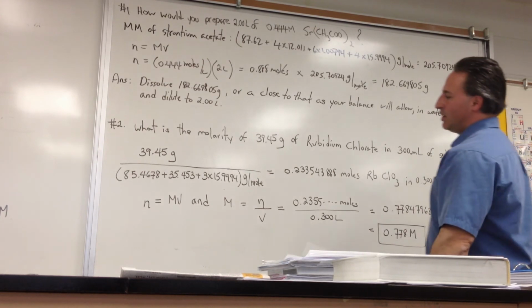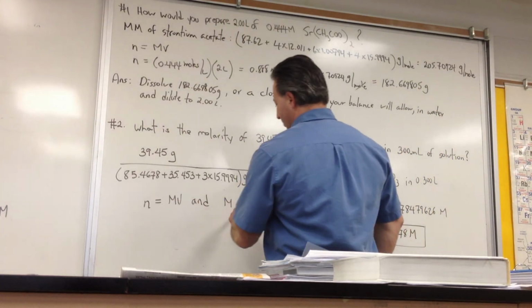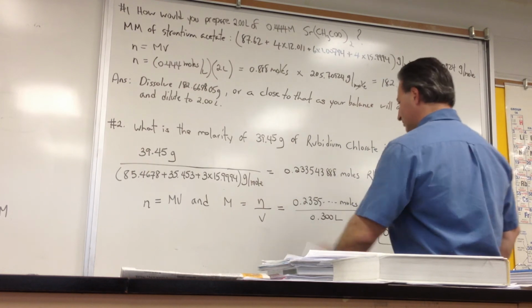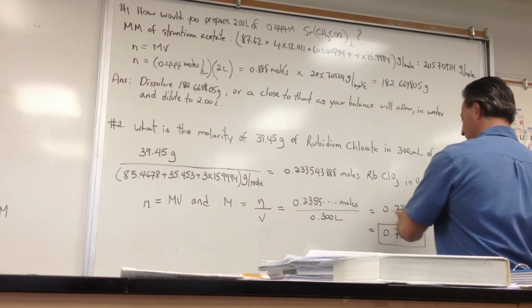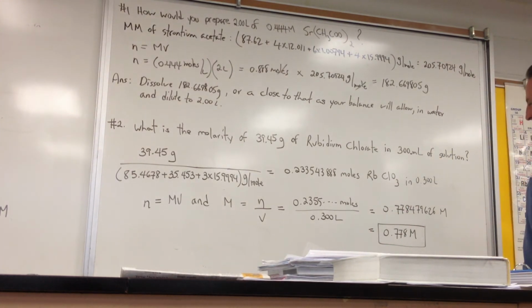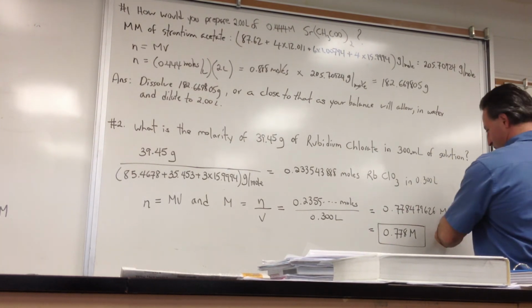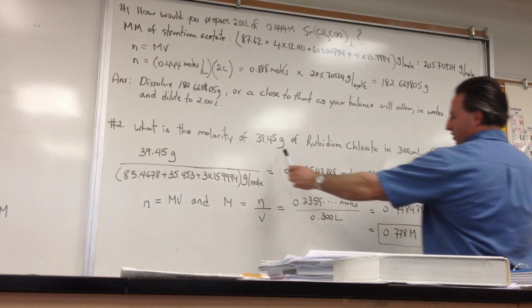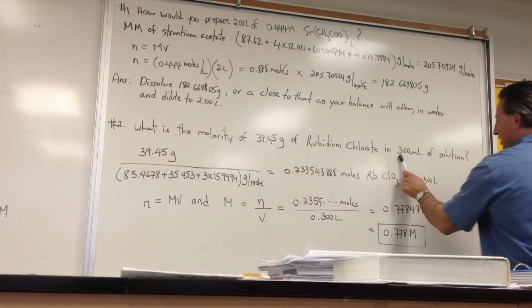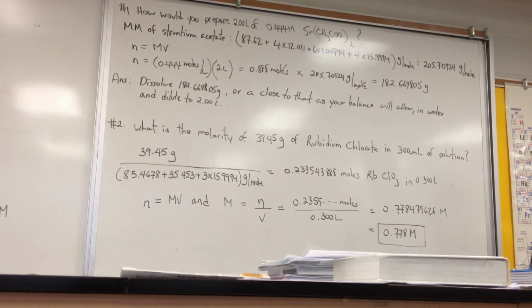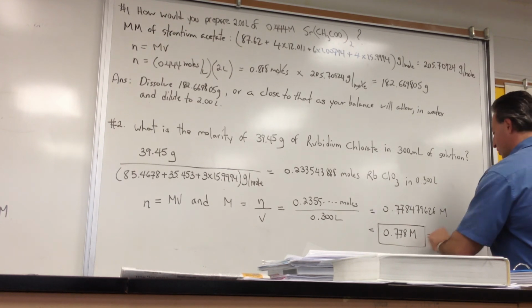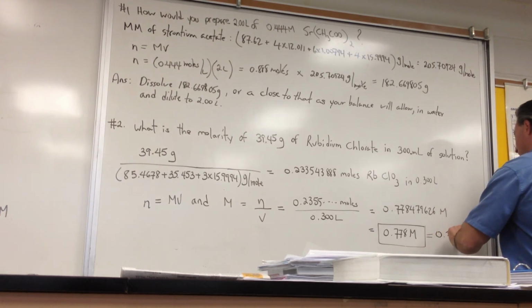We again use our equation, rearrange it to solve for molarity, enter the number of moles divided by the volume, and we get this value, 0.778 moles. You'll notice that we don't report that as the final answer. There are 4 significant figures here and only 3 there, so we have to limit our answer down to 3 significant figures, and the final answer is 0.778 molar, which is the same as saying 0.778 moles per liter.